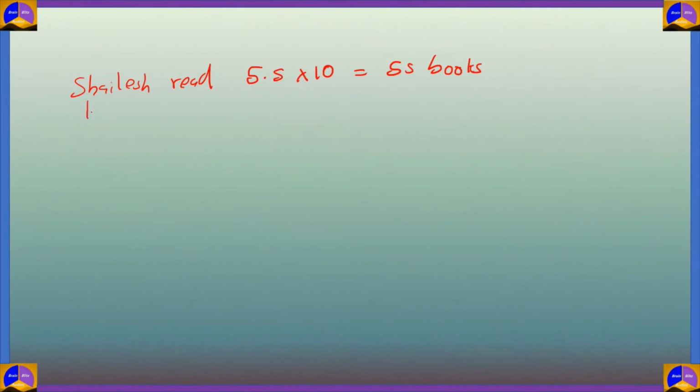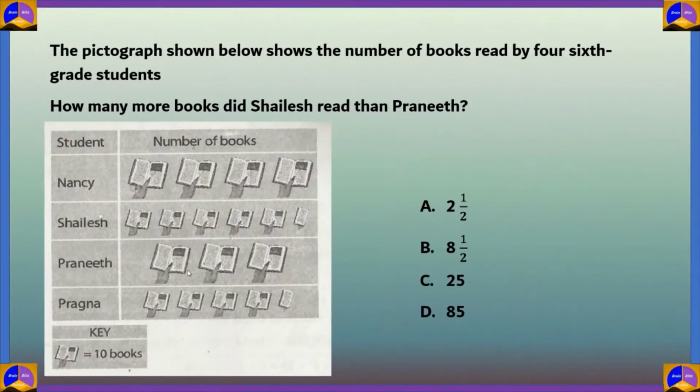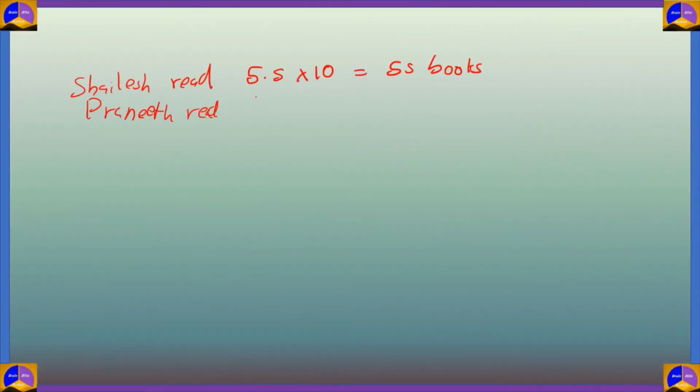And Praneeth read, there are 3 pictures of the books given and 1 book is equal to 10 books. So 3 times 10, which is equal to 30 books.